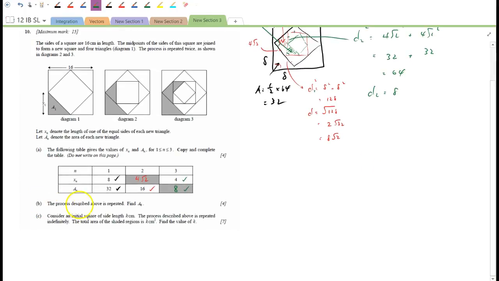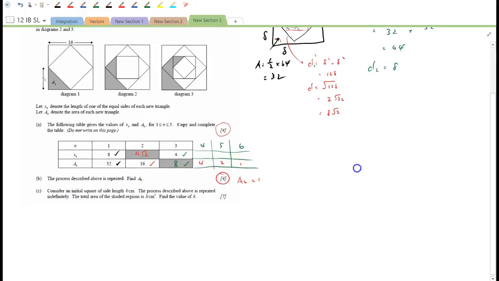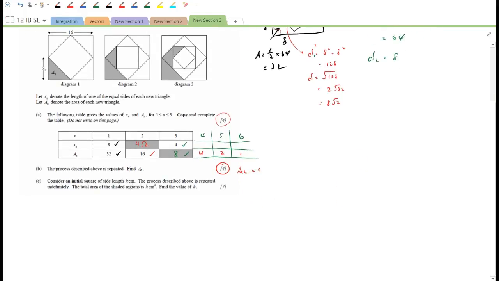Now, B, the process described above is repeated. Find A6. So we're going to go here 4, 5, 6. We extend our table out, and we follow the pattern that's been established. Now, the pattern is 32, 16, 8. We're halving to 4, 2, 1. So A6 is equal to 1. Now, that, for 4 marks, took me a fifth of the time that the other 4 marks took me. But there you go. A6 equals 1. Now, part C, consider an initial square of side length K.